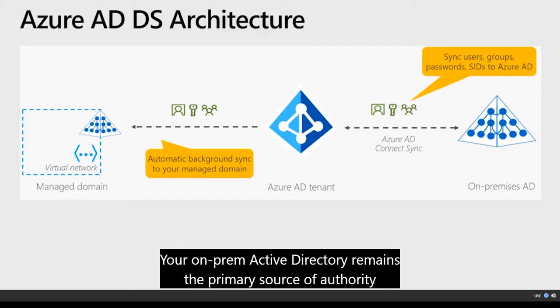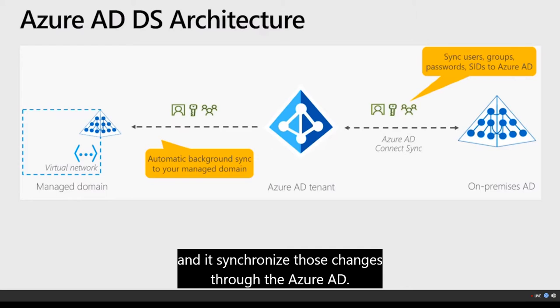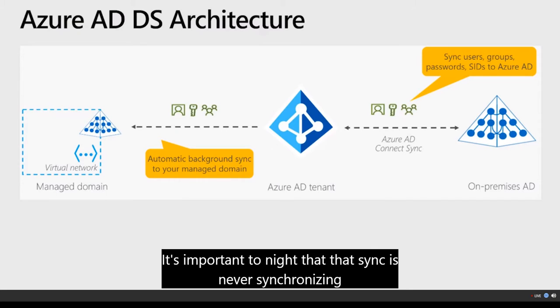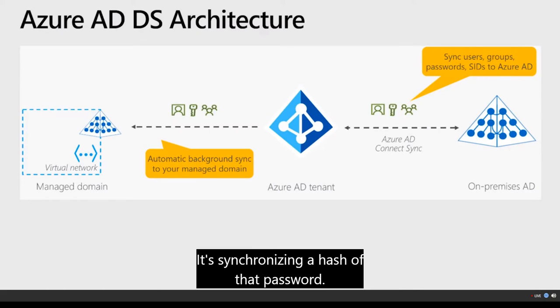Your on-prem Active Directory remains the primary source of authority for creating new user accounts and changing details about those users, for example, and it will synchronize those changes through to Azure AD. It's important to note that that sync is never synchronizing a copy of what the user's password is. It's synchronizing a hash of that password.